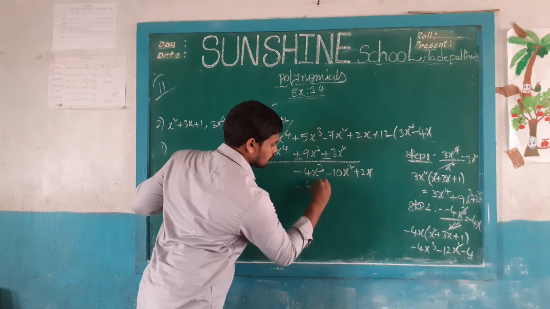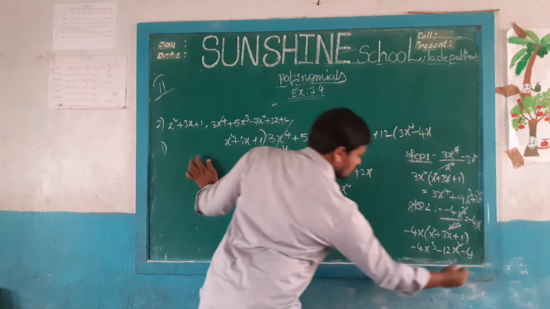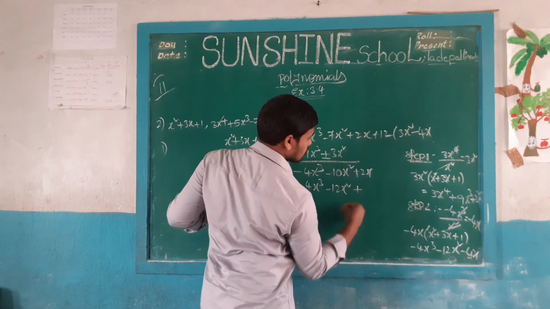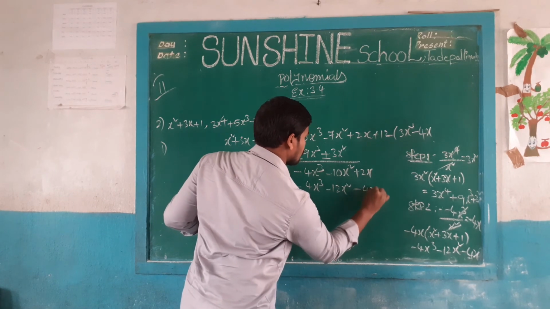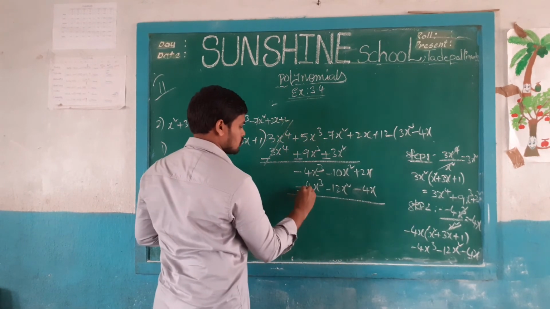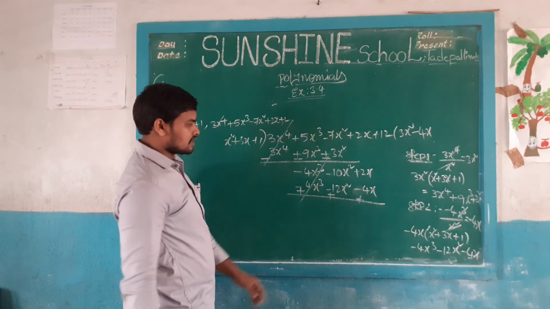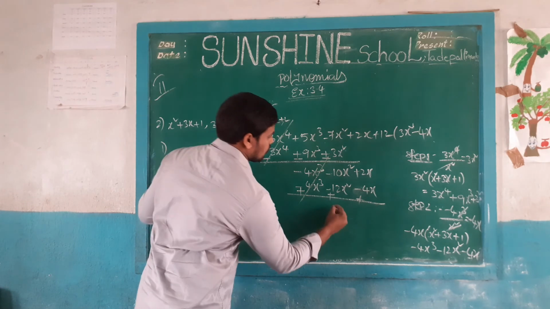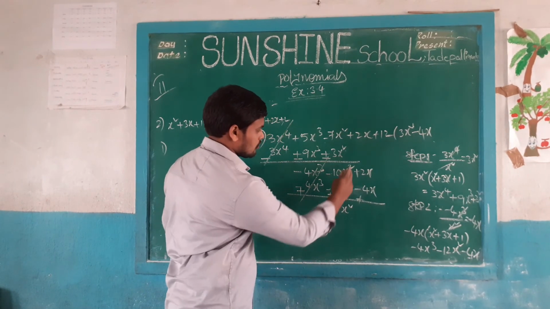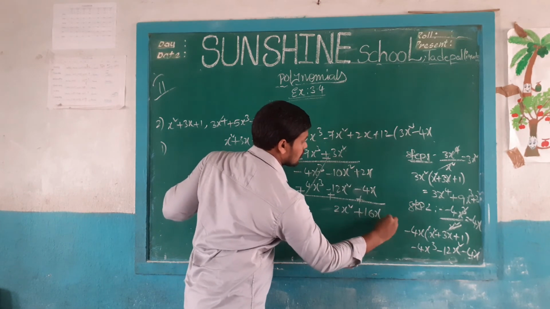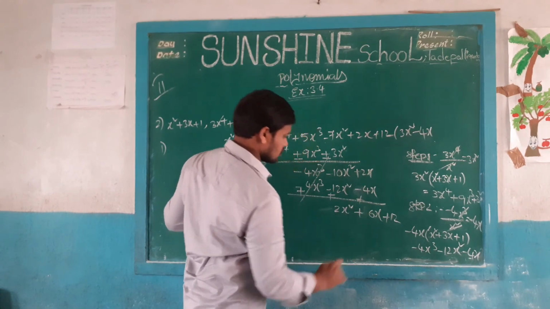Minus 4x cube, minus 12x square, minus 4x. Minus turns to plus, minus turns to plus, minus turns to plus. So this one and this one are cancelled. Minus and plus minus, that equals to minus 2x square. Sorry, plus 2x square. And this is 6x. Write down 6x here.